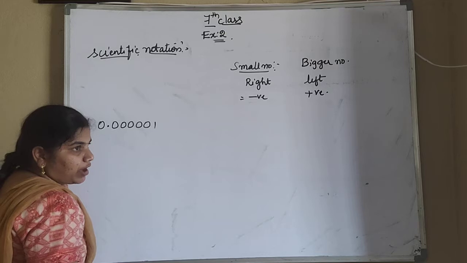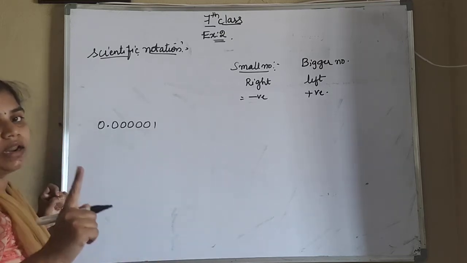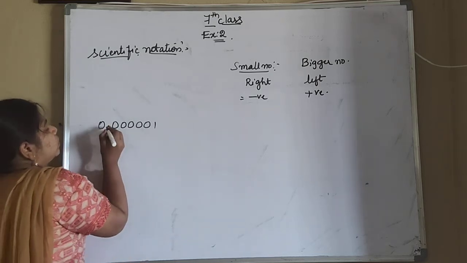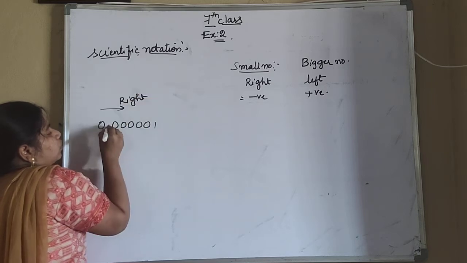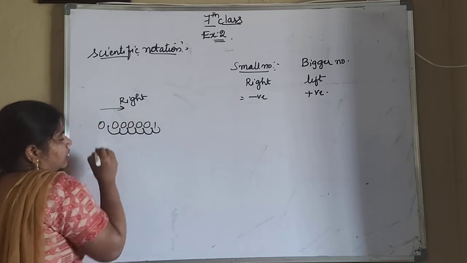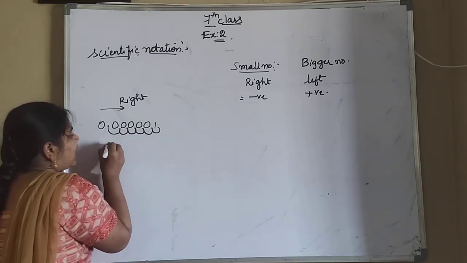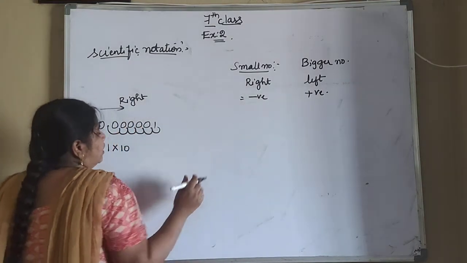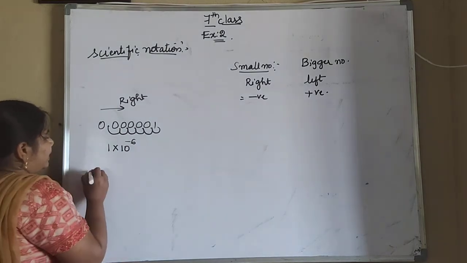And till where do you have to move? Always the point should be before only one number. Before only one number the point should lie. So I am moving to the right side. 1, 2, 3, 4, 5, 6. So how many times have I moved? 6 times. So we can write this number as 1 into 10 power, always the power will be negative, so the answer is minus 6. One more example we will take.